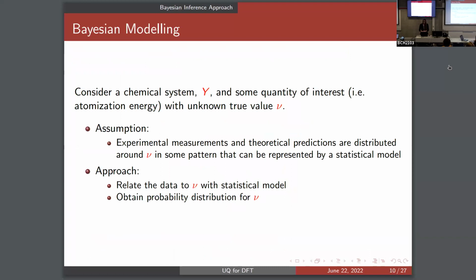In our setting, we are going to start by taking some system that we call Y, and some quantity of interest. In this case, we're working with atomization energy. And we can say that there is a true value for whatever quantity of interest we're looking at. We'll call this Q. Our assumption comes in where we say that experimental measurements and various theoretical predictions, including DFT, are distributed around this true value in some way such that we can choose a statistical model that describes the relationship between these predictions and the true value. By picking a statistical model and a set of parameters that relate you to the data, we can set up a Bayesian inference problem where we'll infer a probability distribution.